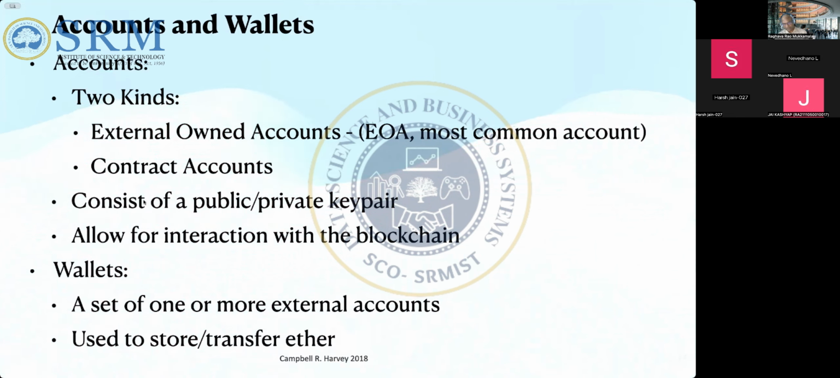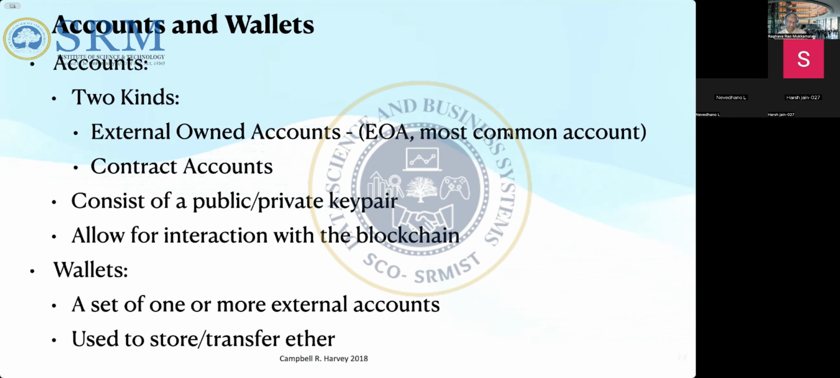And then the smart contracts will also have accounts. That means when we deploy a smart contract, you can also transfer ether to the smart contract account. For example, if the smart contract needs to transfer ethers to some other account. So you have these 2 types of accounts in Ethereum. Externally owned accounts are the most common account, and you have the contract account, which is linked to a smart contract.